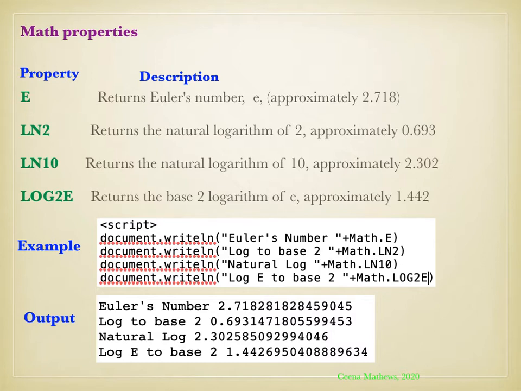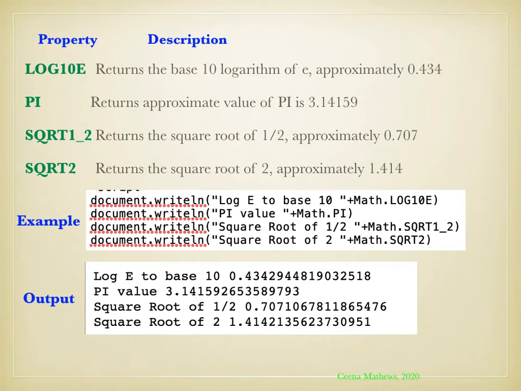And the next property is LOG2E, which returns the base 2 logarithm of e, and it is approximately 1.442. You can see all these four properties depicted using the example, and the corresponding outputs also you can see. Okay. Next property is LOG10E, which returns the base 10 logarithm of e.